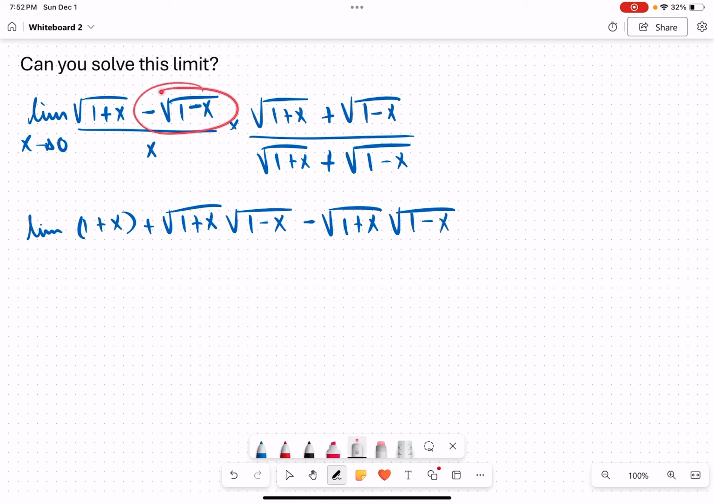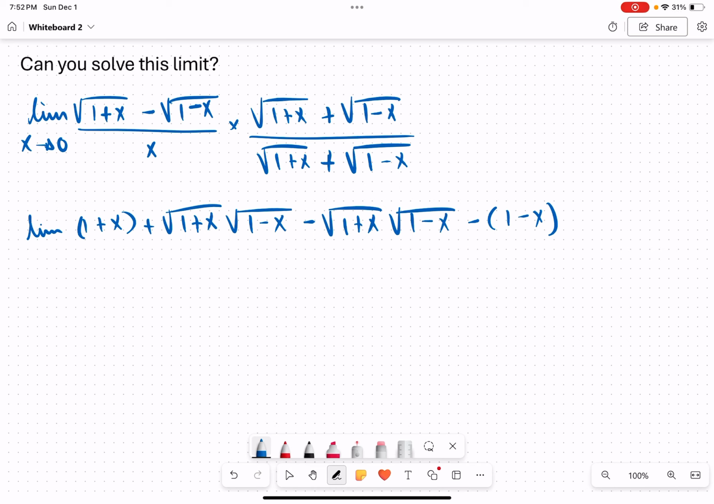Now we need to multiply the second term of the first expression by the second term of the second expression. So all that is going to be is, because it's the root of 1 minus x, we can just write minus 1 minus x. Two roots, they cancel out when we multiply them.